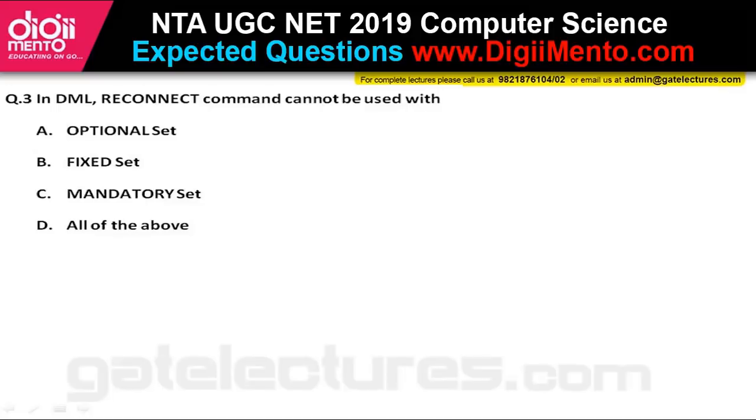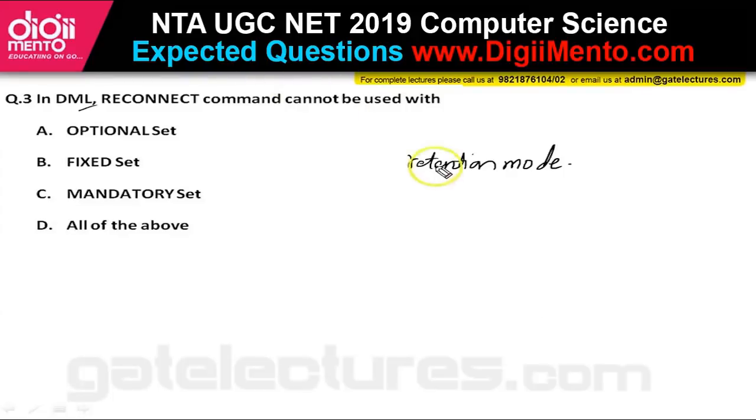So we have our next question, which says in DML, the reconnect command cannot be used with optional set, fixed set, mandatory set, or all of the above. In DML, data manipulation language, we have a few commands and we use them in different modes. The most important mode that we use is retention mode. The retention mode determines how a record occurrence can be removed from a set occurrence with the DML statement, like erase, disconnect, or reconnect.